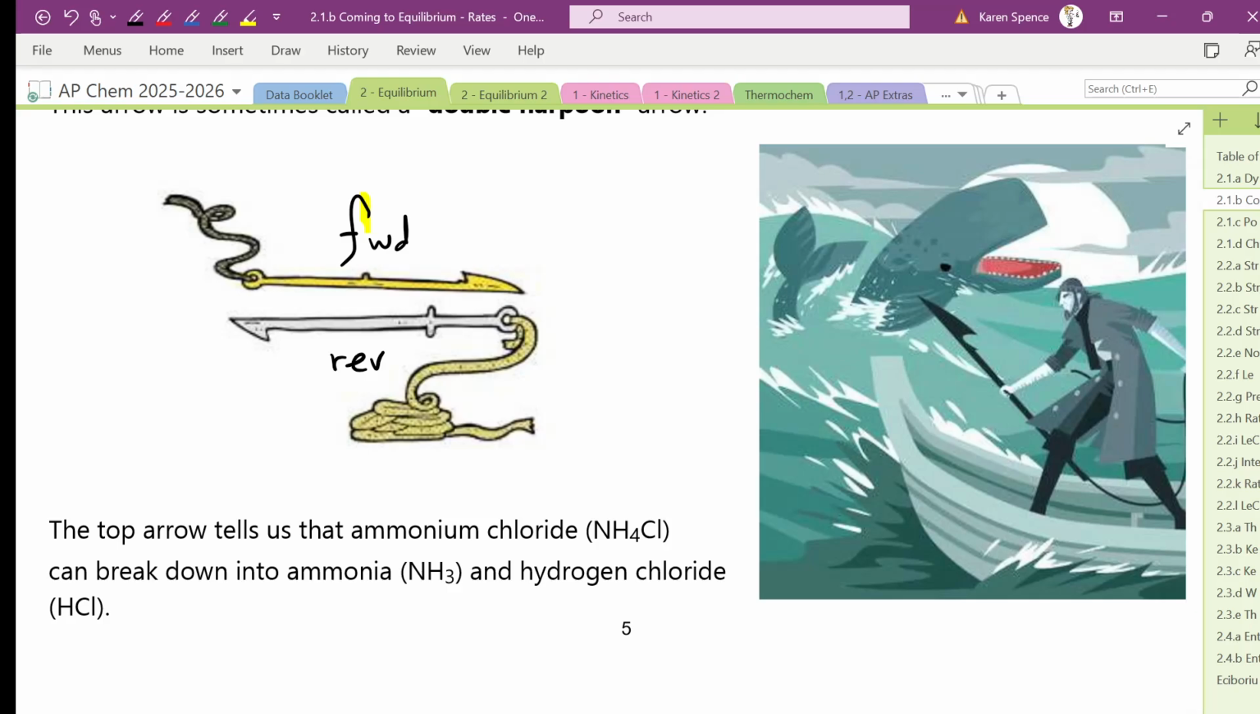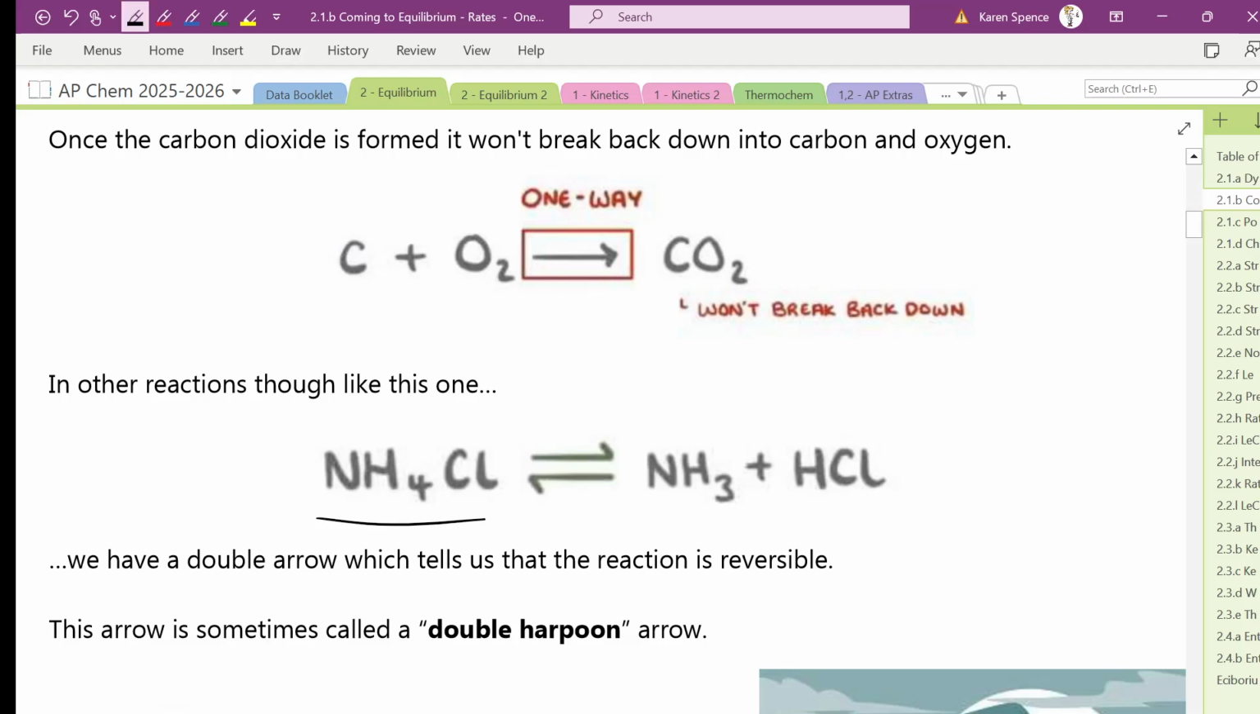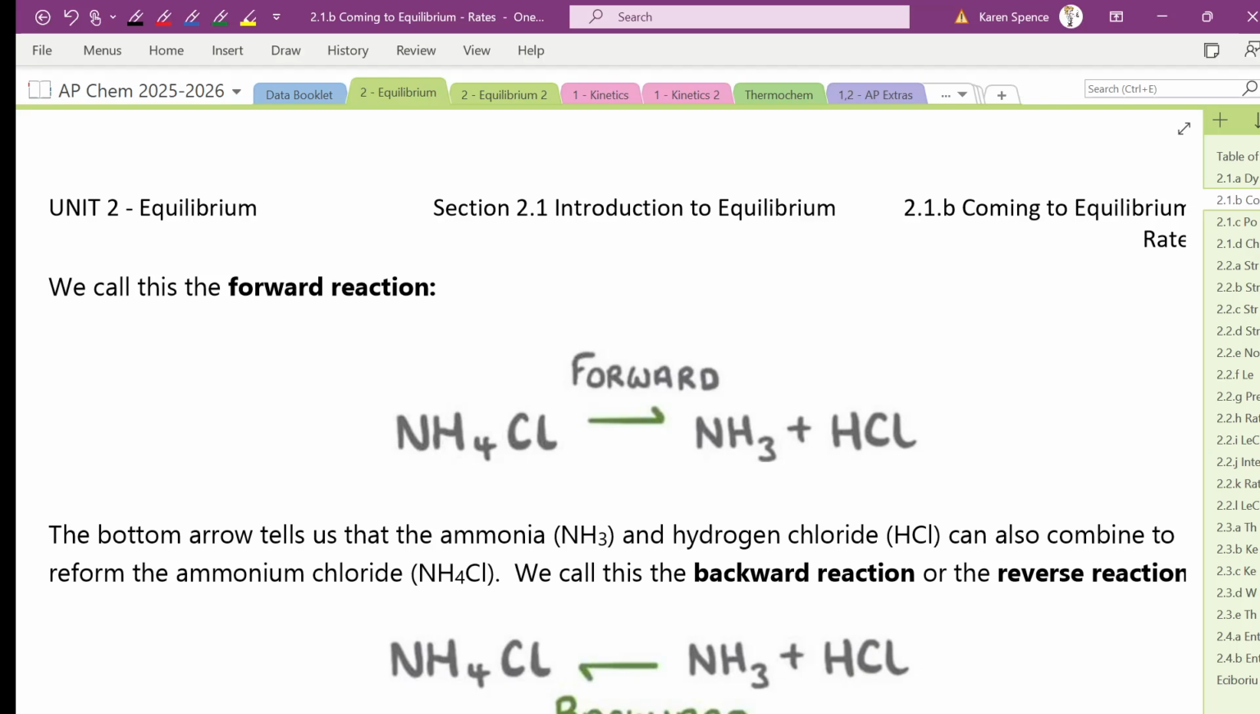Anyway, there we go. So the top arrow tells us that ammonium chloride can break down into ammonia and hydrochloric acid, and the reverse arrow, the bottom arrow, tells us that they can come back together to form ammonium chloride. So we call this one the forward reaction, and we call these the reactants, and we call these ones on the right-hand side the products.